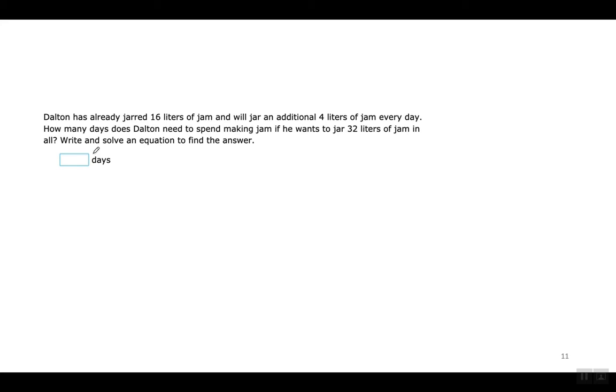Dalton has already jarred 16 liters of jam. All right, so he already jarred 16 liters of jam. Okay, déjame tratar lo mejor posible de traducir esto, pero dice que Dalton ya puso 16 litros de, creo que esto es gelatina, en un jarro. Okay, so he already has 16 liters of jam jarred and will jar an additional 4 liters of jam per day.